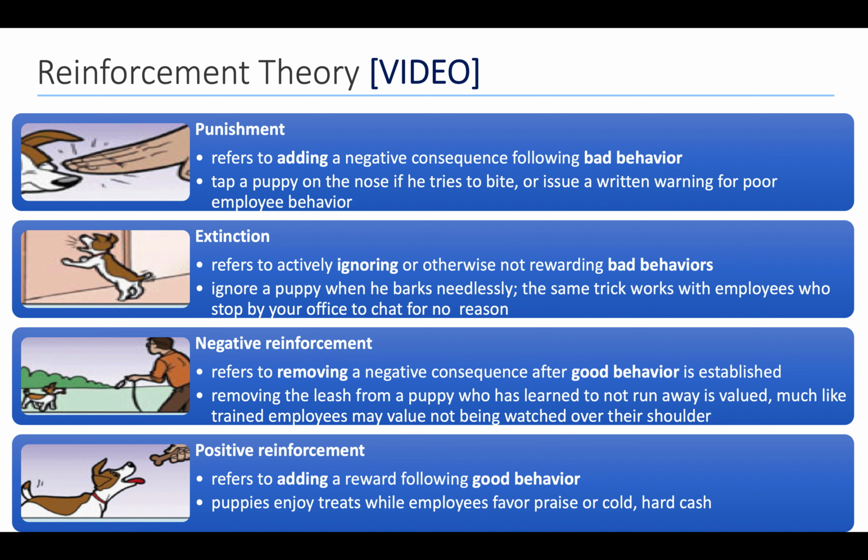Negative and positive reinforcement both deal with good behaviors that we want to increase. Punishment and extinction are used for bad behaviors that we want to decrease. Negative reinforcement and positive reinforcement deal with good behavior that we want to increase. Negative reinforcement is removing something that was previously a negative thing for the person, or the dog in this example. You are removing a negative consequence after good behavior is established. In this example, the puppy is running around and you have been training the puppy to not run away from you when the puppy is not on the leash anymore.